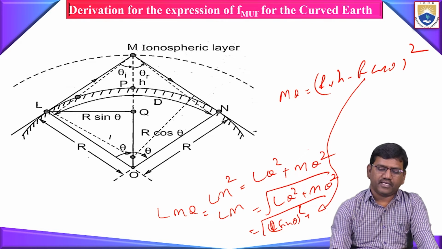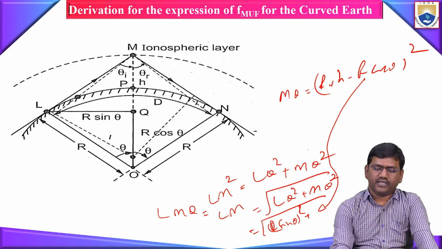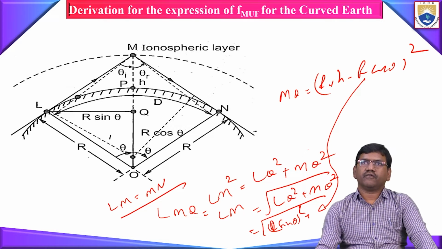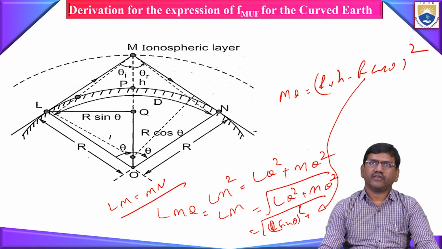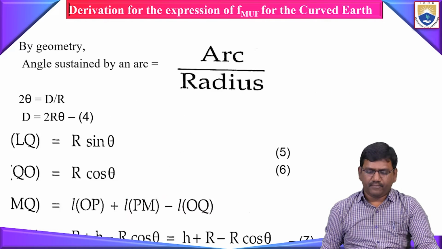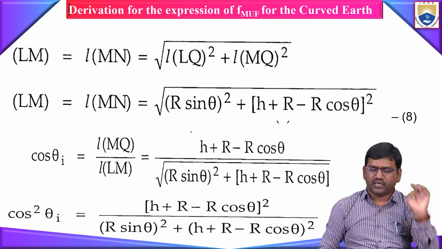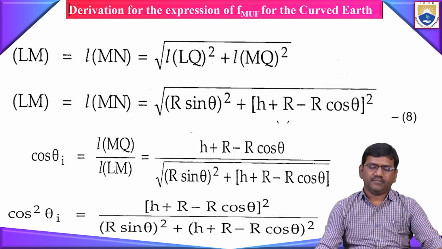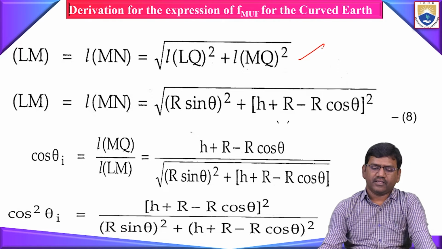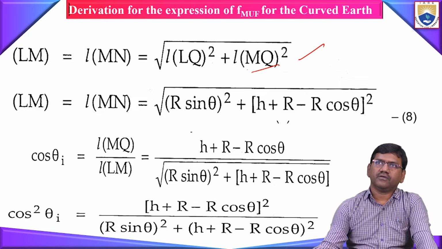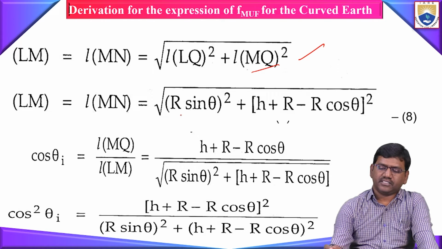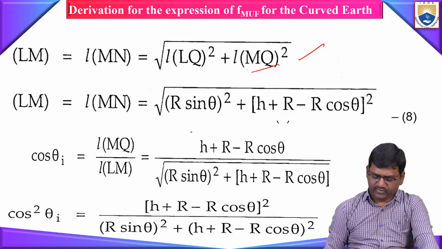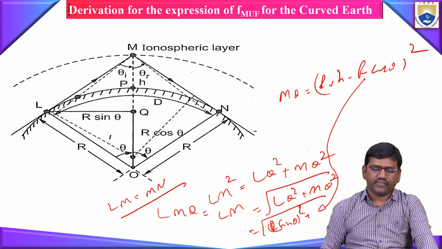From the triangle, as M is the midpoint of L and N, LM is equal to MN. From the triangle you can observe that the value of LM will be equal to MN. So we need to find all the necessary notations from the diagram. LM is equal to the root of LQ square plus MQ square. We have determined the value of MQ, and we have determined R sin theta whole square plus H plus R minus R cos theta whole square.